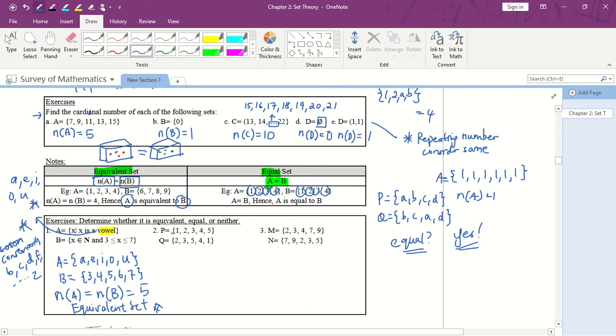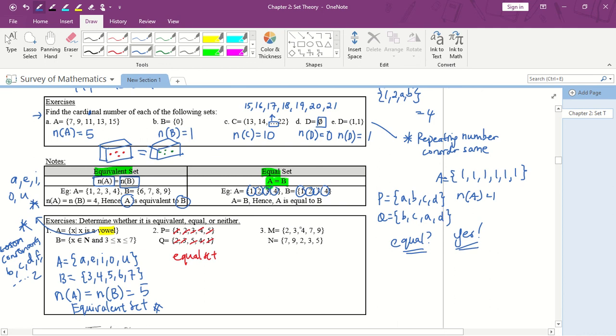Set P is equal to 1, 2, 3, 4, 5. Set Q is equal to 2, 3, 5, 4, 1. I believe this question is easy since I explained it. 1, 1, 2, 2, 3, 3, 4, 4, 5, 5. So we can see that it is exactly the same thing, although the position is different. So this is considered an equal set.